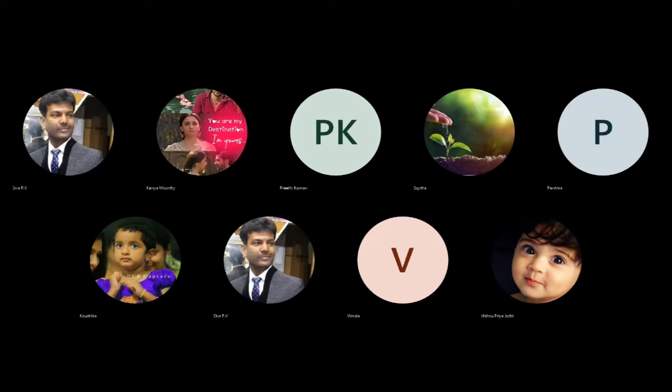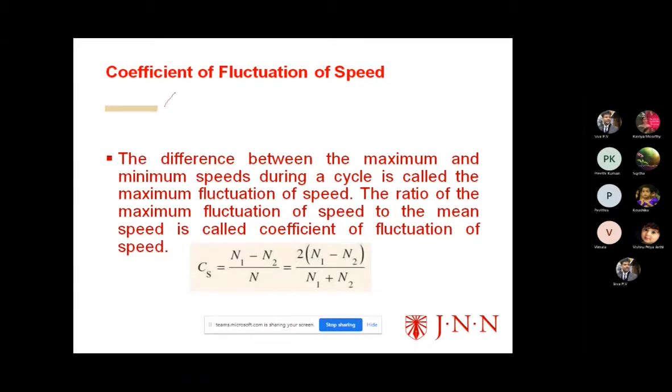Next one, coefficient of fluctuation of speed. So C means coefficient. The coefficient of fluctuation of speed is Cs, and the coefficient of fluctuation of energy is Ce. Right? So don't get confused. Coefficient means C, notation C. Coefficient of fluctuation of speed means Cs. Coefficient of fluctuation of energy, Ce.